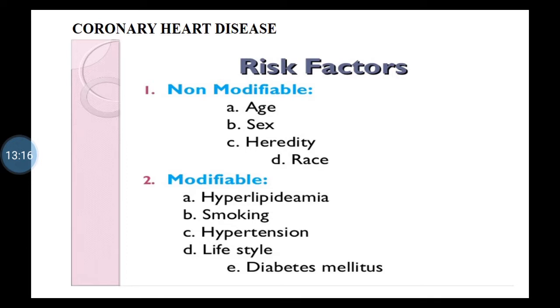Now, risk factors are the age, sex, hereditary, and race. Then the others are hyperlipidemia, that is the high deposition of cholesterol or lipids, isn't it, in the arteries. Then smoking and consumption of alcohol, hypertension, family history, lifestyle habits, mental stress and strain in life, then lack of physical activity, obesity, and if the person is suffering from diabetes, so he may have more chances of coronary heart disease.